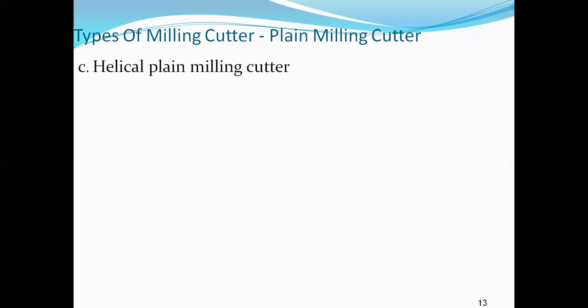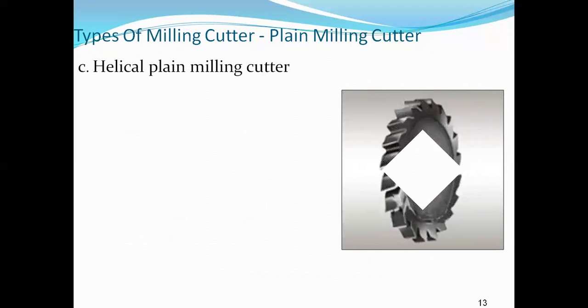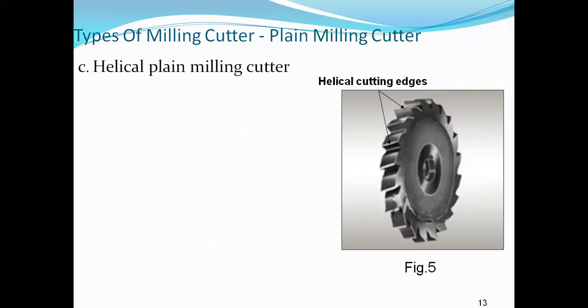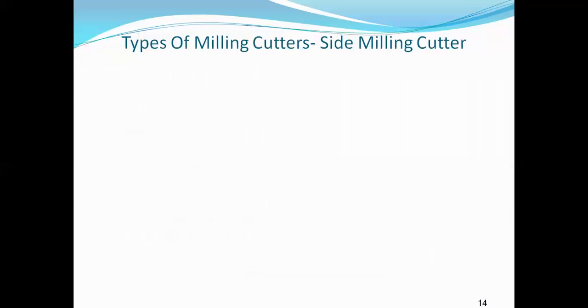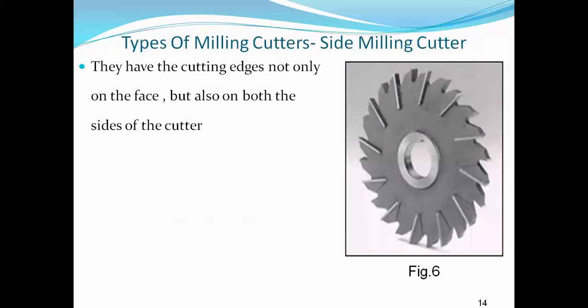Next, the helical plain milling cutter. It has helical cutting edges. Its helix angle is 45 degrees to 60 degrees, but the face width is less compared to the two milling cutters. Due to better shearing, it provides a better surface finish. So it can be used for taking light cuts on soft materials.